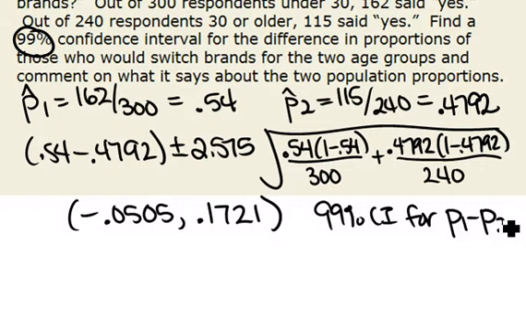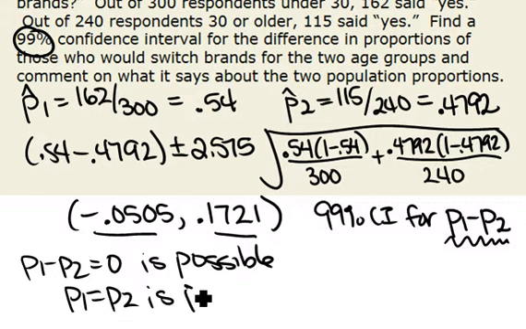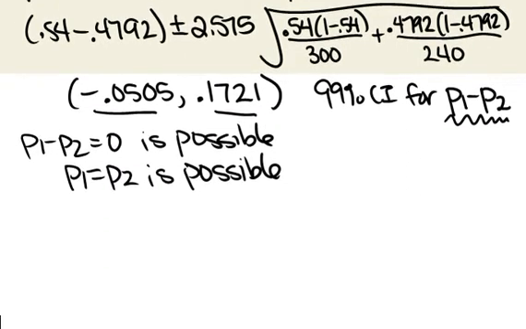So looking at this interval, what we see is that the lower bound is a negative quantity, the upper bound is a positive quantity. When we have a negative and a positive, what that means is that 0 is in this interval. And so this quantity, P1 minus P2, it could be equal to 0. And if P1 minus P2 equal to 0 is possible, what that is saying is that if the difference is 0, that P1 equal to P2 is possible. So in this case, we're not able to say that there's a difference in these two groups because it's possible that the two proportions are actually the same.